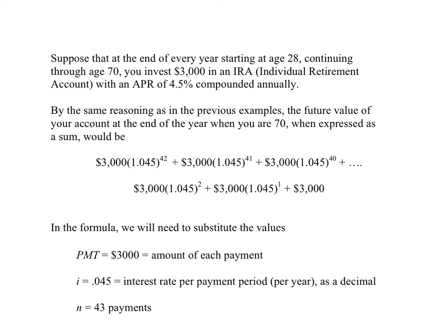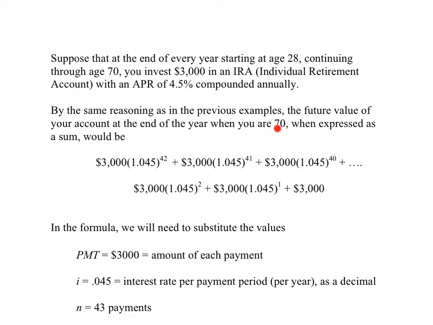Suppose that at the end of every year, starting at age 28 and continuing through age 70, you invest $3,000 in an individual retirement account with an APR of 4.5% compounded annually. Our job is to compute the value of the account at the end of this period of time, the value of the IRA when you are 70 years old.